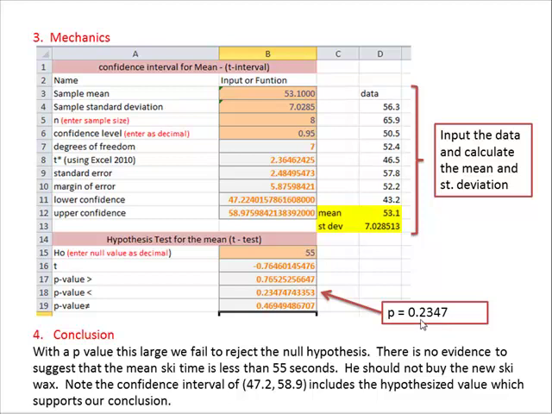Now notice that the confidence interval of 47.22 to 58.97 contains the hypothesized value of 55. And so again, that lends support to the null hypothesis, which is why you can't reject it. So you really don't have evidence to say there's a difference from the null.